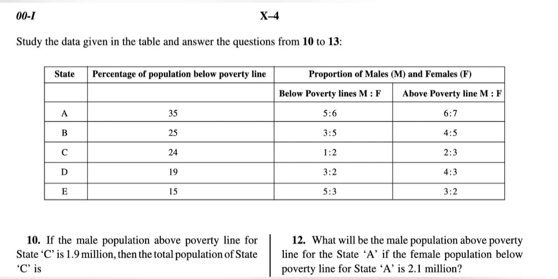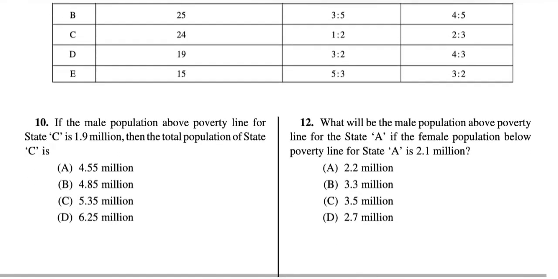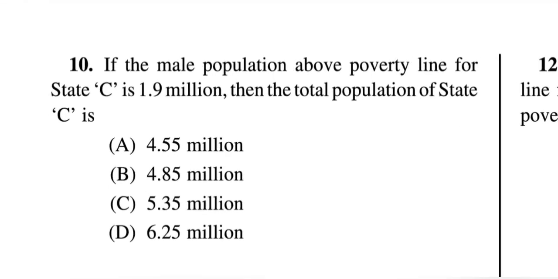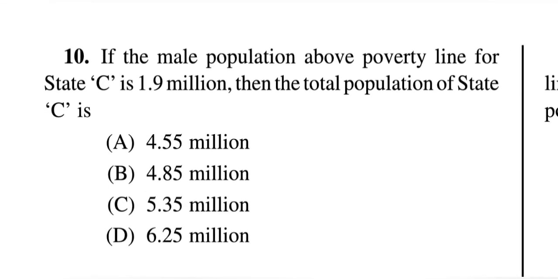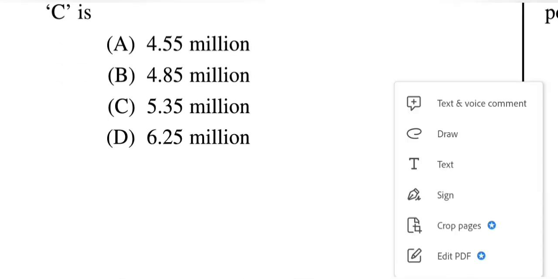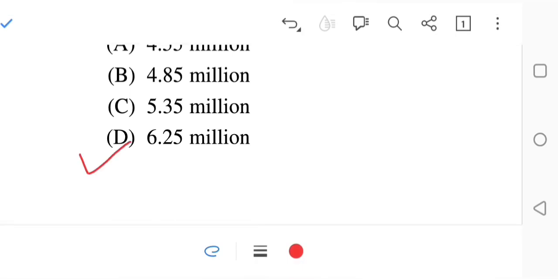Now let's jump on to the number 10 question. It says, if the male population above poverty line for state C is 1.9 million, then the total population of state C is what? 4.55 million, 4.85 million, 5.35 million, 6.25 million. So correct answer will be 6.25 million. How to solve it?